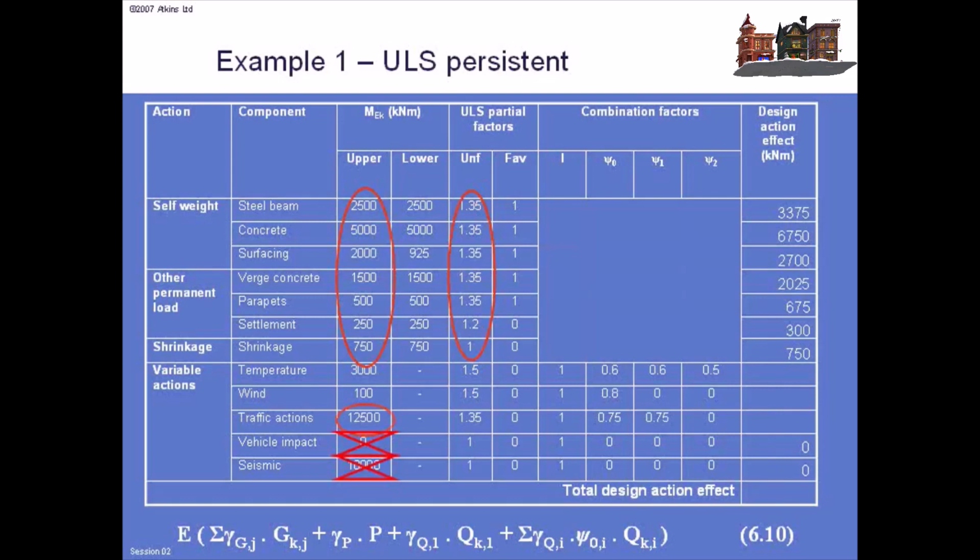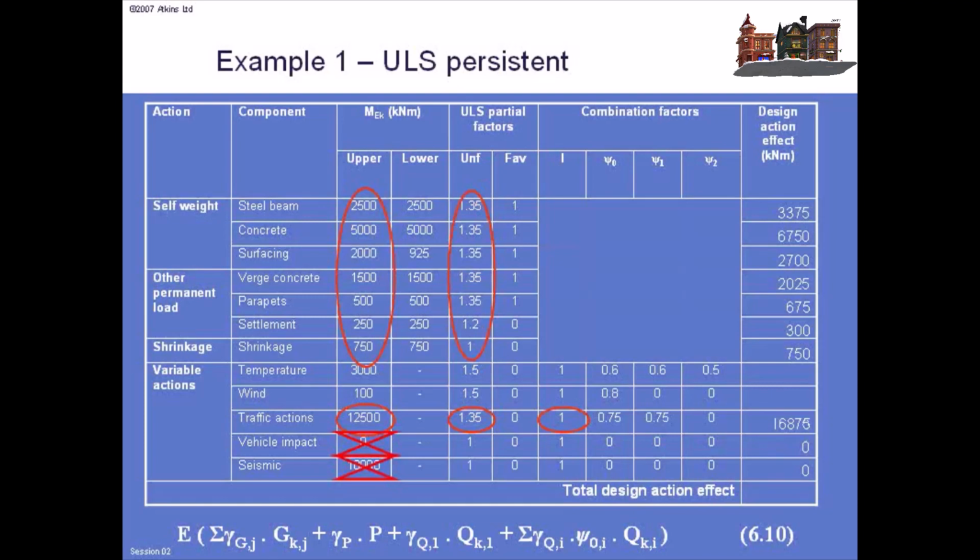We need to now identify a leading action in the third term. And looking at what we've got: temperature, wind and traffic. Traffic is quite a lot bigger with a 12.5 meganewton meter bending moment than any of the other effects, so it's reasonable to take that as the leading action. So we then multiply that by its full gamma factor, and there is no other combination factor to multiply by. In this example, there's just a factor of unity there. We could have just omitted it. And that gives us our design bending moment from traffic.